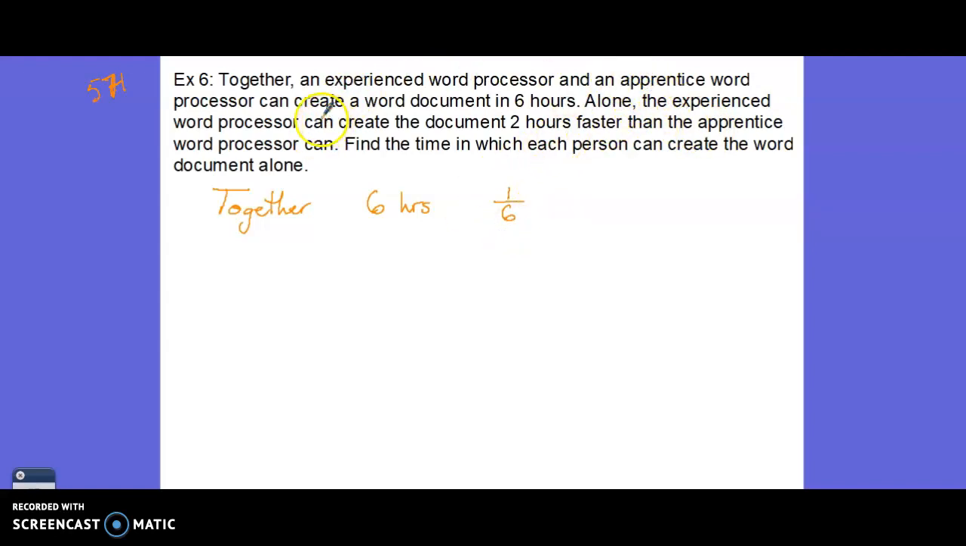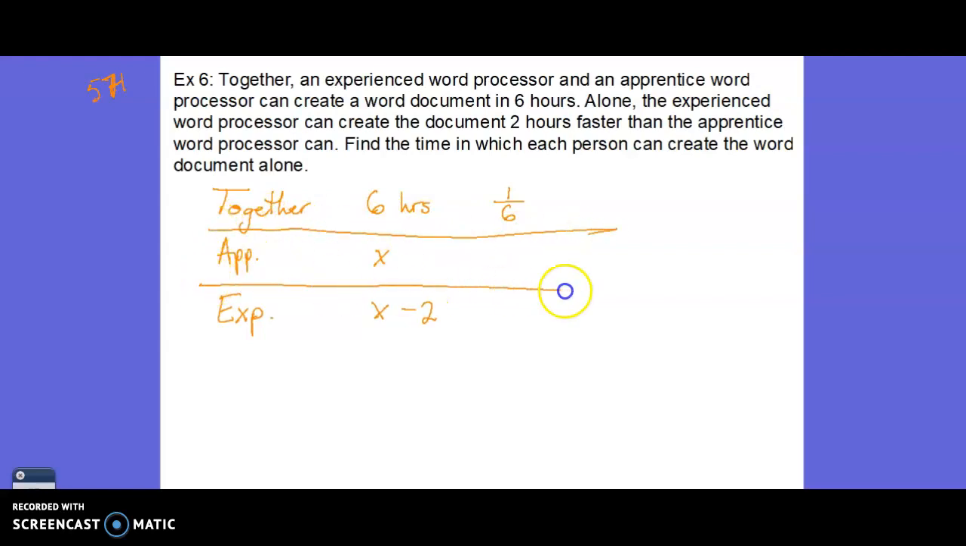Now, the experienced word processor can create the document 2 hours faster. So it's up to you if you want to let the apprentice, and I'm trying to follow the way the book does it, the apprentice can do this job in x hours, whereas the experienced can do the problem 2 hours faster, so x minus 2. So what's the rate that they can work? Well, the apprentice, I should put some lines in here to separate them, in 1 hour the apprentice can get 1 over x, whereas the experienced can do 1 over x minus 2.